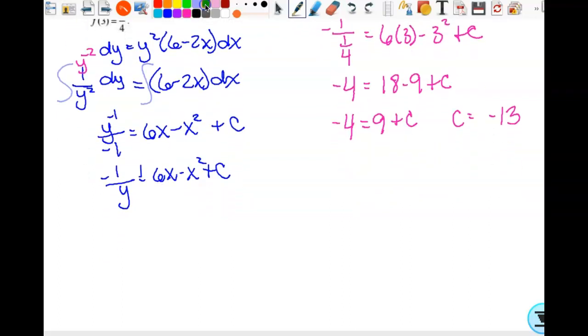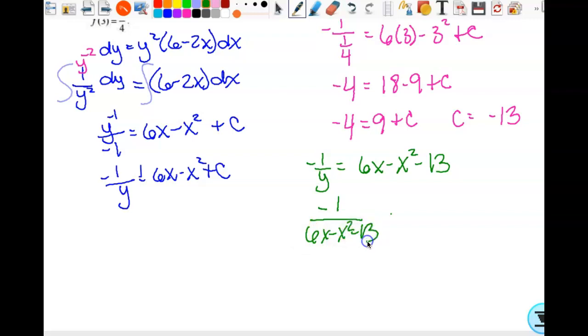So when I substitute it back in here, I get negative 1 over y equals 6x minus x squared minus 13. What's the easiest way to get y? If you have a fraction equal to something, you can just switch this with the denominator and it's the same thing. It is multiplying by y and dividing by that, but you don't necessarily have to write those steps every time. So that'll give me negative 1 over (6x minus x squared minus 13), and that's equal to y.